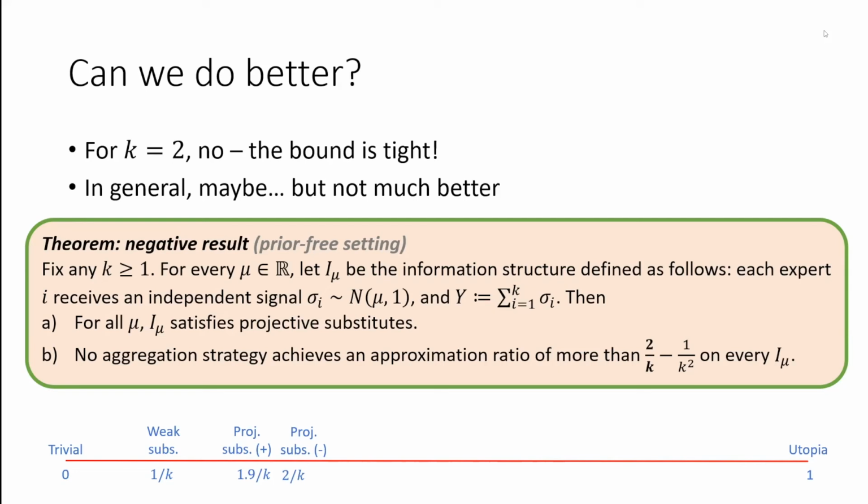And the way this class works is each expert receives an independent signal drawn from a normal distribution with variance 1 and mean mu, which is unknown to the aggregator. And then y is the sum of these signals.